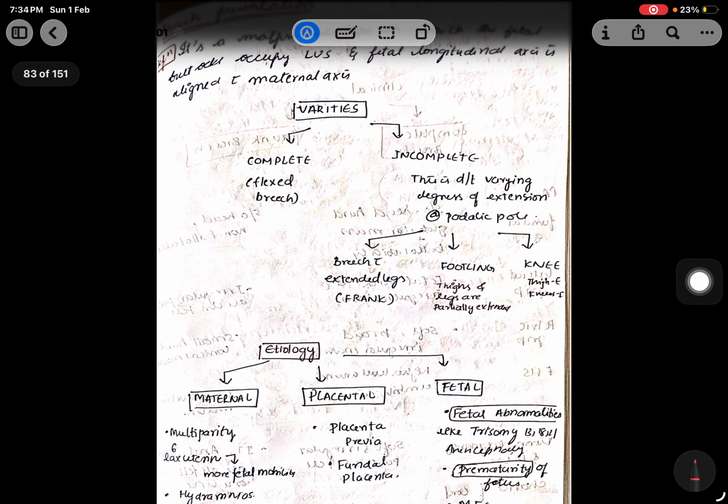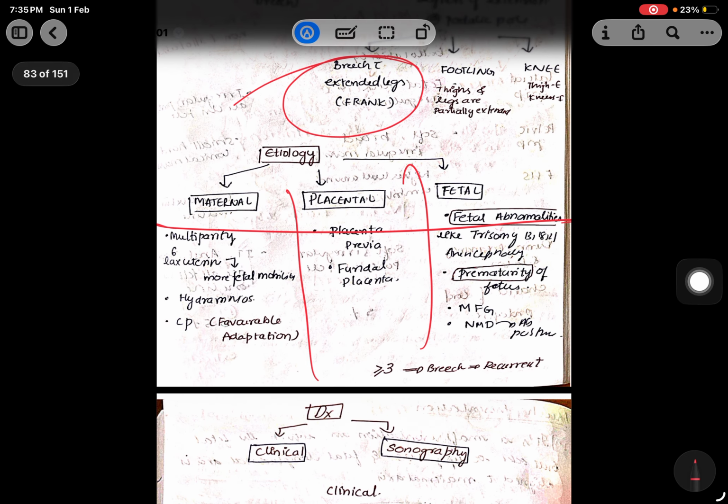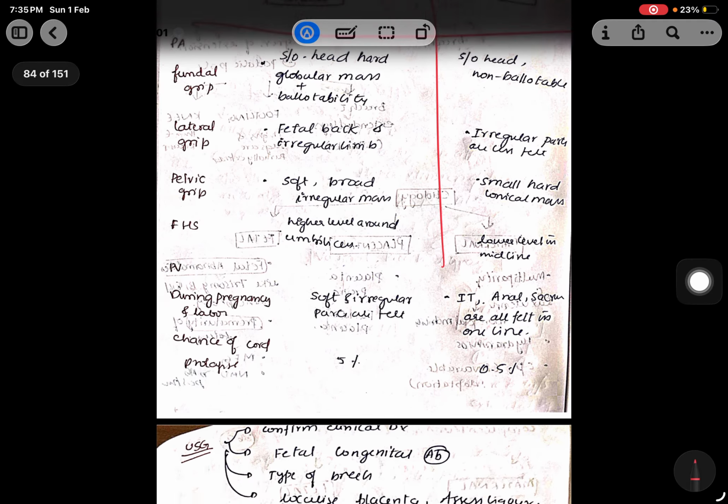Breech presentation, there are two things: either it can be complete breech, that means it's already flexed, or you can have incomplete breech. And in incomplete breech, what will be the presentation? Either you might have frank, that is extended legs, or footling, or you might have knee presentation. These are the major things. While writing etiology or complications, divide into maternal, placental and fetal. Okay, this is how you do a clinical diagnosis, and what are the differences between complete breech and frank breech.